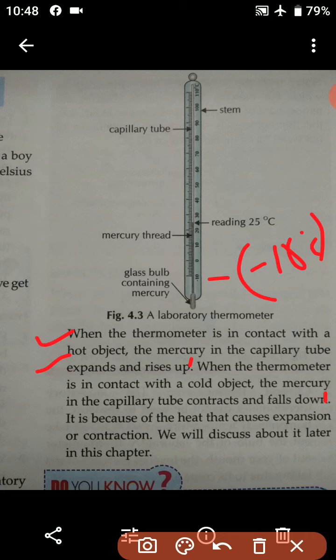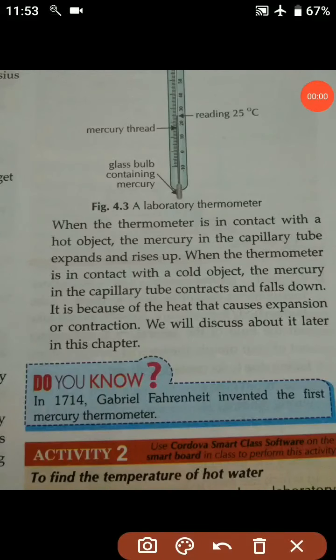So students, this is because of the heat. Okay. So we will discuss about it later in this chapter, in our upcoming classes. Alright. So students, Gabriel Fahrenheit invented the first mercury thermometer in the year 1714. Okay, you need to remember this.